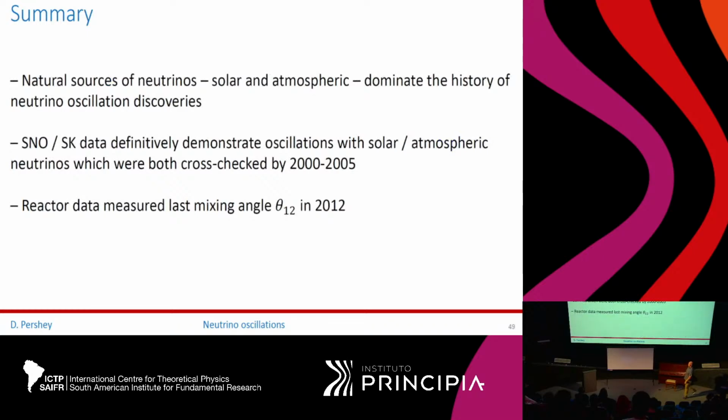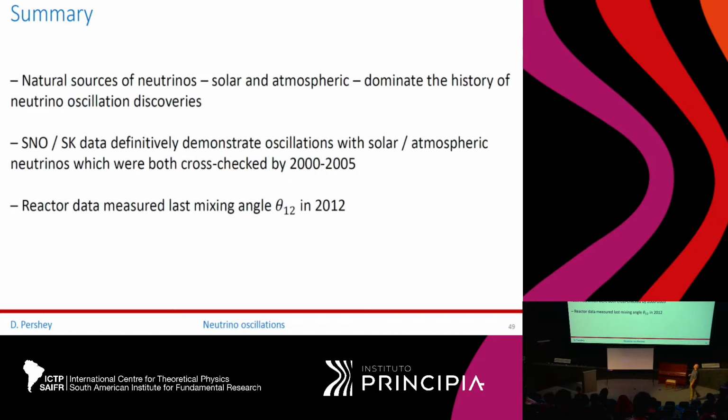Yeah, so I think that is it for summary. So just working out the basics of the oscillation framework, we have 3 mixing angles and 2 delta m squareds to really measure out. And natural sources of neutrinos were really driving this. So they measured the 2 delta m squareds along with the theta 1,2 and the theta 2,3 Euler angles. But then that last theta 1,3 came down in 2012 from the Daya Bay experiment.